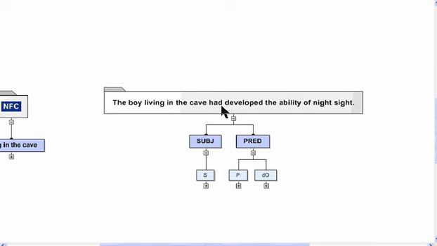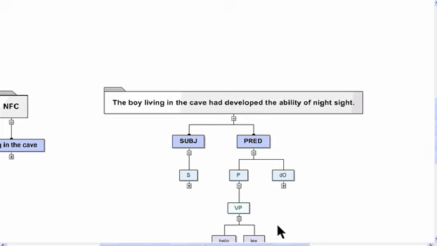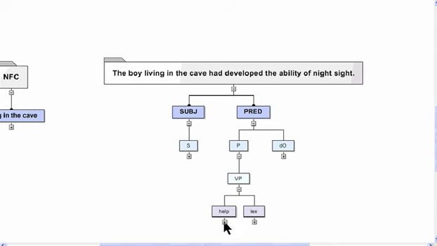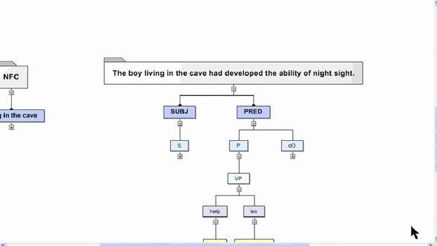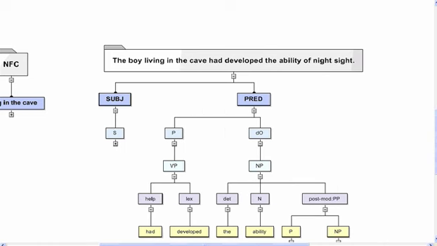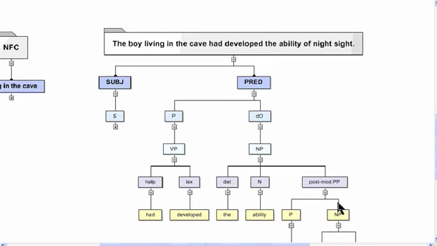And if we look at that here fully, we'll do this quickly. In the predicate we have a predicator, a verb phrase, and this is had developed. Okay, and this is something I think most of you can now do. Moving over to the direct object, it's a noun phrase, the ability of night sight, and the noun phrase consists of a determiner, a noun, and a post modifier, the ability of night sight.